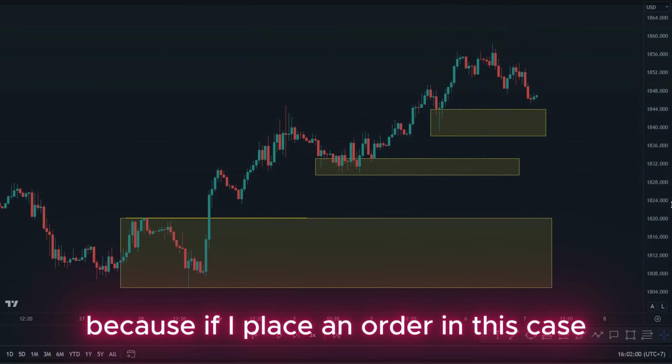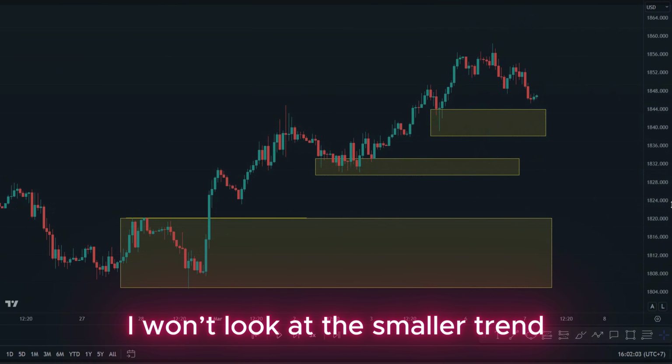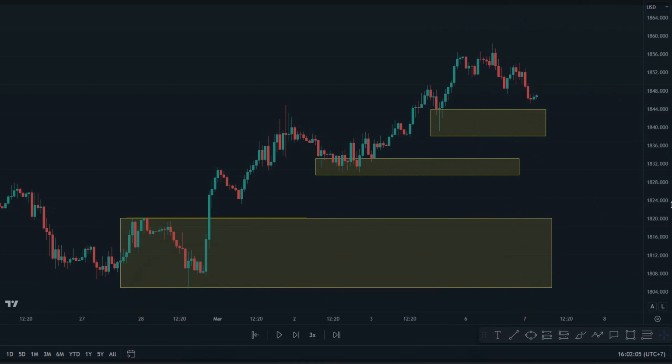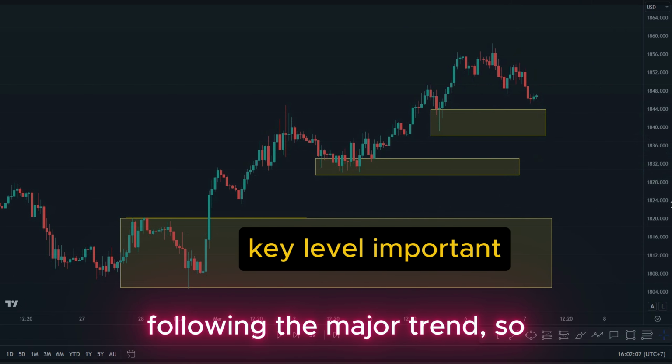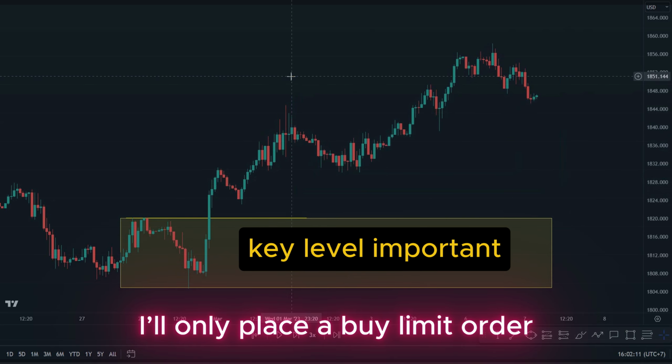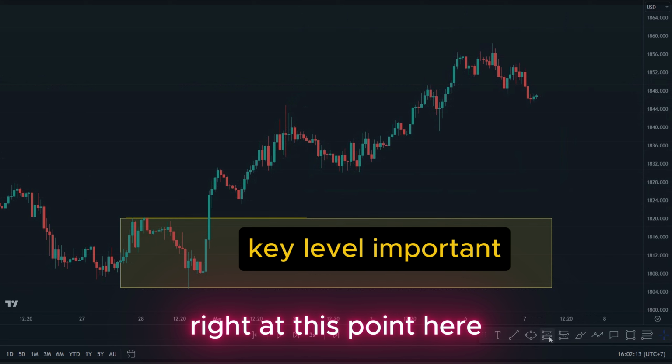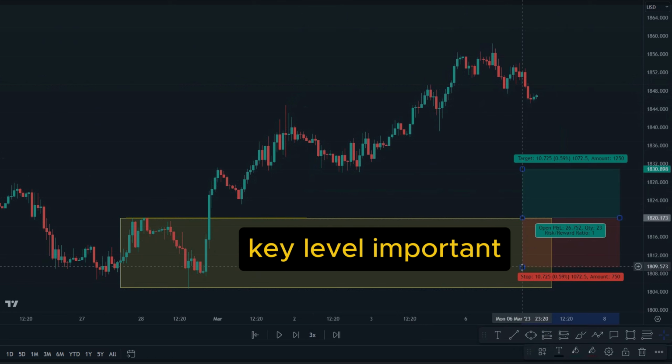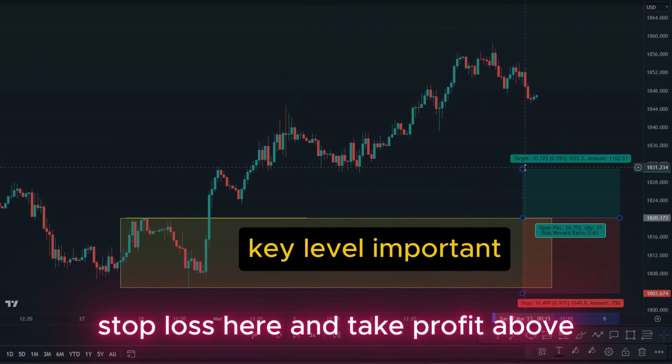Because if I place an order in this case, I won't look at the smaller trend, I'll only place an order following the major trend, so in this case, I don't care. I'll only place a buy limit order right at this point here. Stop loss here and take profit above.